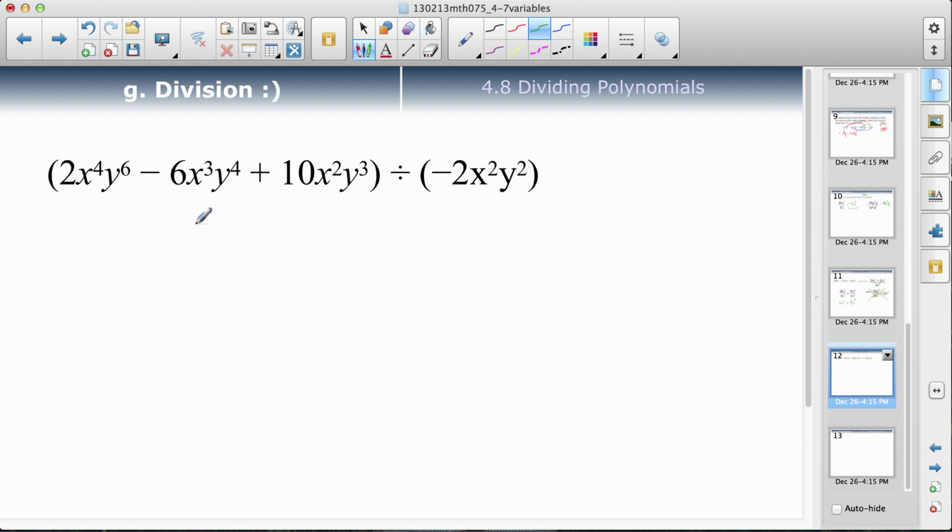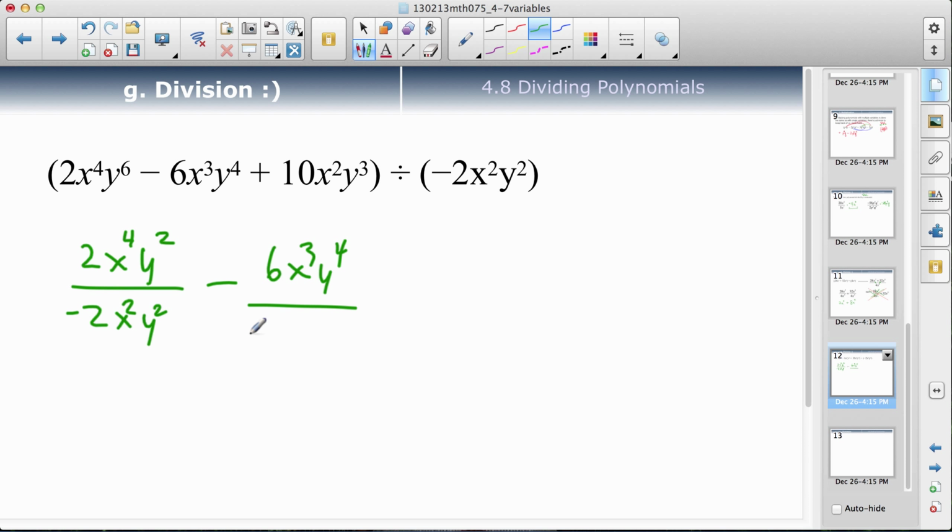Last, maybe we'll try this one as an example. So here I've got 3 terms divided by one thing. So I'm going to write it out as, I guess I could try and do it in my head. That would hurt too much. Let me just write it out. 2x^4 y^6, I have to divide that by negative 2x squared y squared. Minus, I've got to take the 6x cubed y to the 4th divided by a negative 2x squared y squared. Ooh, 2 negatives. And then plus 10x squared y cubed divided by negative 2x squared y squared.